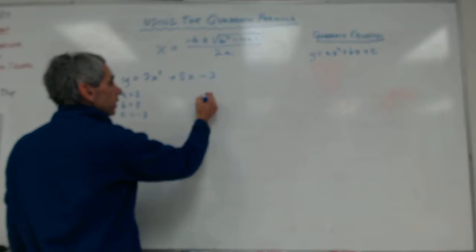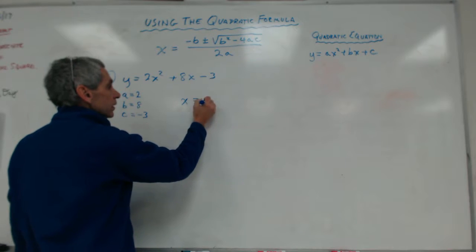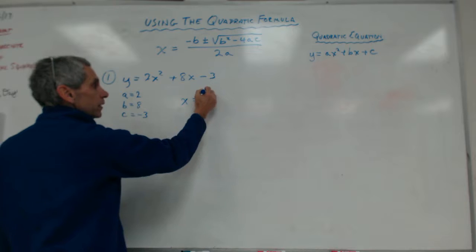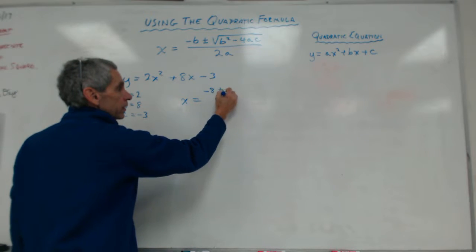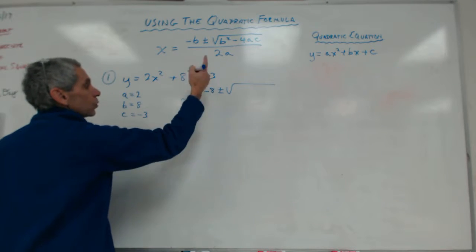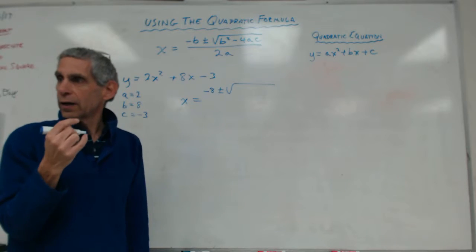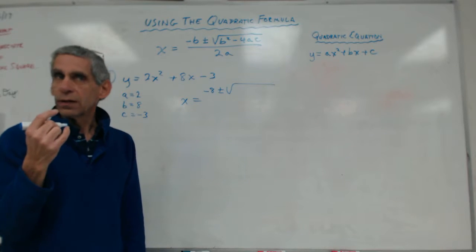So here we go. We've got x equals negative b. So b is positive 8, so it's going to be negative 8 plus or minus the square root of 8 squared. And I'm okay with just doing 8 squared right away, which is what?